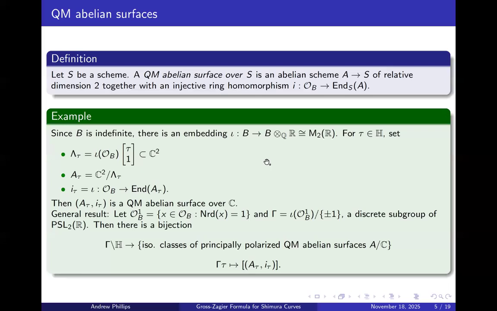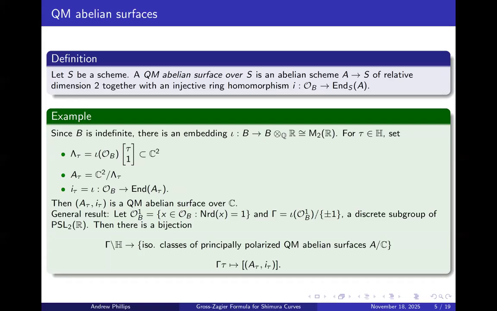You can show, and it's certainly not obvious, that, well, I'm being a little imprecise here, this is the complex points of an abelian surface. You have to show it has some kind of polarization, some kind of Riemann form on this torus, but you can show that. We get an abelian surface, and it has this action. So it's a QM abelian surface.